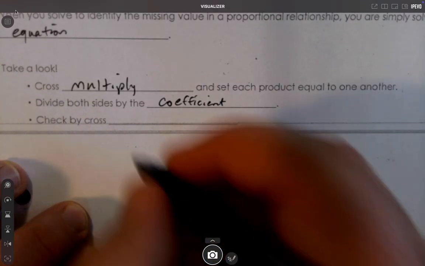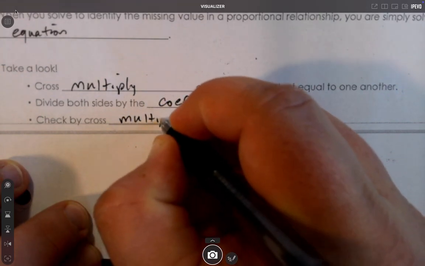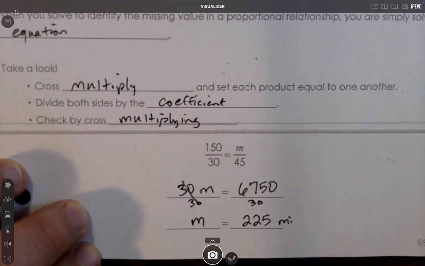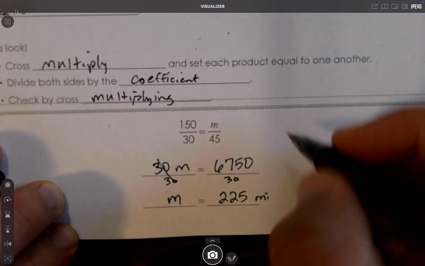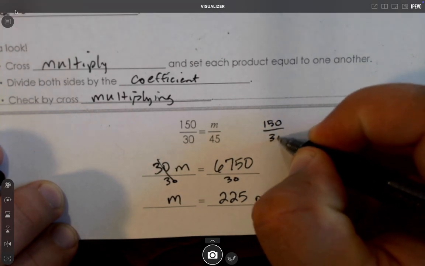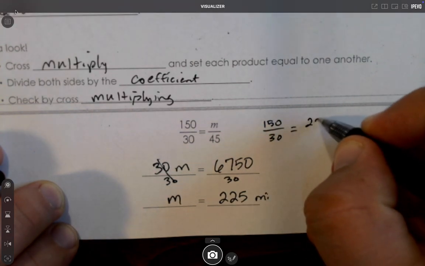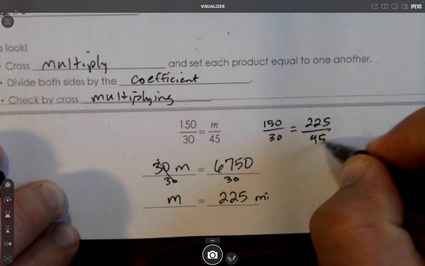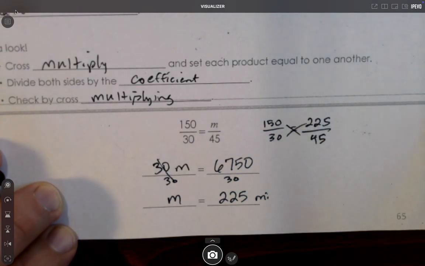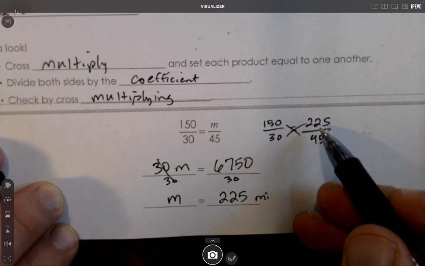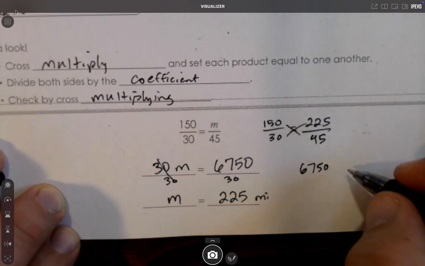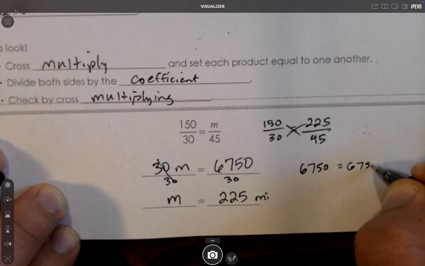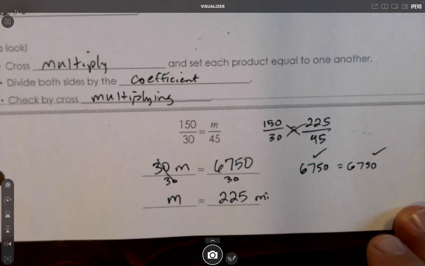And if you want, you can check by cross multiplying. Here's what they mean. I'm not going to require you to check your work, but I know lots of you like to know if you're on the right track. We can go back to this, plug in 225 for m, and then cross multiply again and see if we get the same thing. So you do 30 times 225, which gives you 6,750. You do 150 times 45, and that also gives you 6,750. So since both of the multiplications give you the same answer, that means you did it correctly.